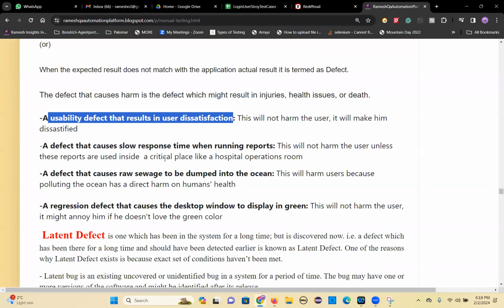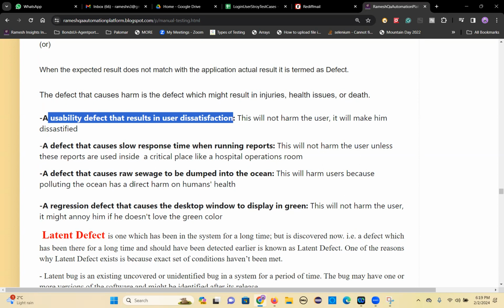A defect that causes slow response time when running reports is a performance issue. But this will not harm users unless the report is very critical, like in the operation theater in hospitals. A doctor is doing an operation or surgery, and that report is important. If that is not coming up immediately, that's a problem. That's a critical issue. If it is not that critical, maybe you cannot give it a high priority bug.